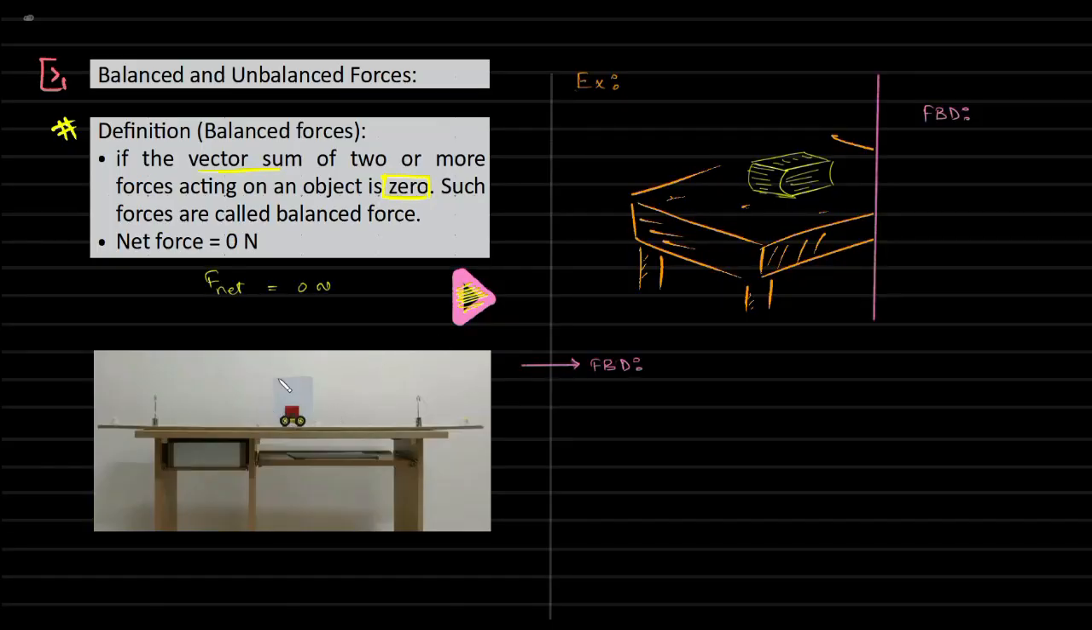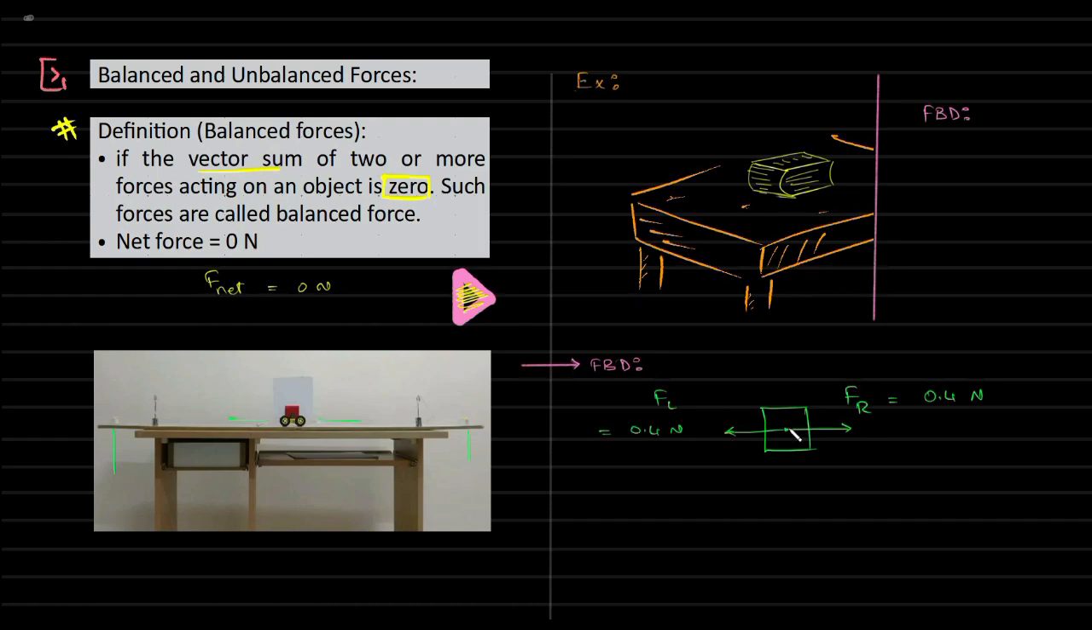So what is the setup? I have a toy car that is attached to a thread, and the thread is attached to a set of weights. These two weights, when hung down, would pull the cart, and in this case it's pulling with the same force. If I represent this with an FBD, a free body diagram, there are two forces acting, one to the left and another to the right. This is a force to the right, equal to 0.4 Newton. How I got this value is something that we'll understand later. And there is one more force to the left, and that too is 0.4 Newton.